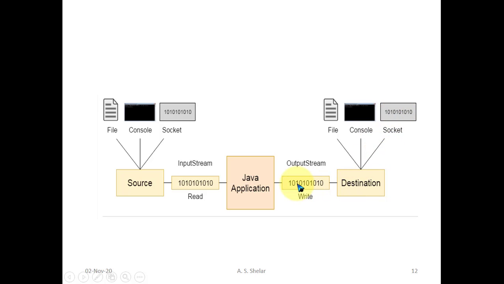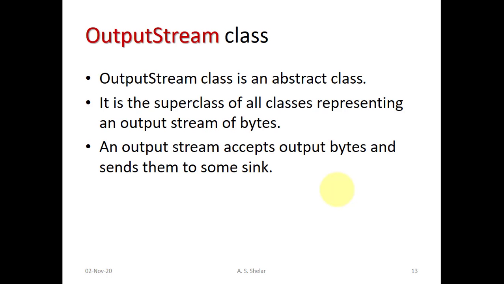System.out is an object of PrintStream, and PrintStream is basically a subclass of OutputStream. We will see the hierarchy of how Java maintains the classes related to the input stream and output stream. Now first we see the OutputStream class. OutputStream is an abstract class.